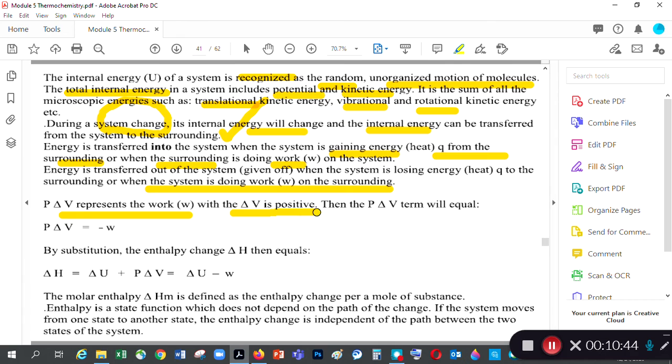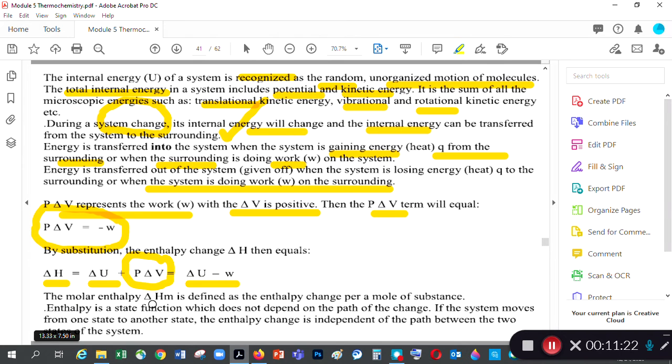When work is done on the system, W is positive; when the system does work, the delta V term is equal to minus W. So this is the formula we then put in and replace the change, so we can replace by substitution. The change of enthalpy will equal the change of the internal energy minus work, which is this one here, P delta V. And we can now introduce the molar enthalpy change.